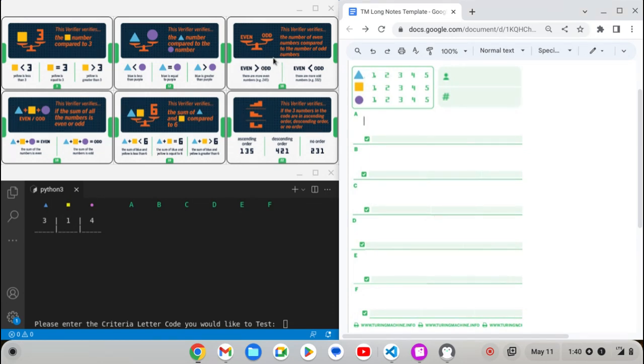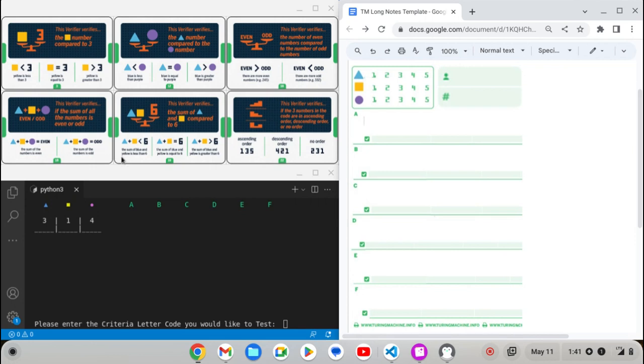Criteria C will let us know about the overall number of even digits versus odd digits. So are there more evens than odds, or are there fewer evens than odds? Criteria D seems to be a brand new one for our daily Turing Machine puzzle solve, and what you do is add up the 3 digits, the triangle, square, and the circle, and the Turing Machine will let us know whether that sum is an even quantity, or an odd quantity.